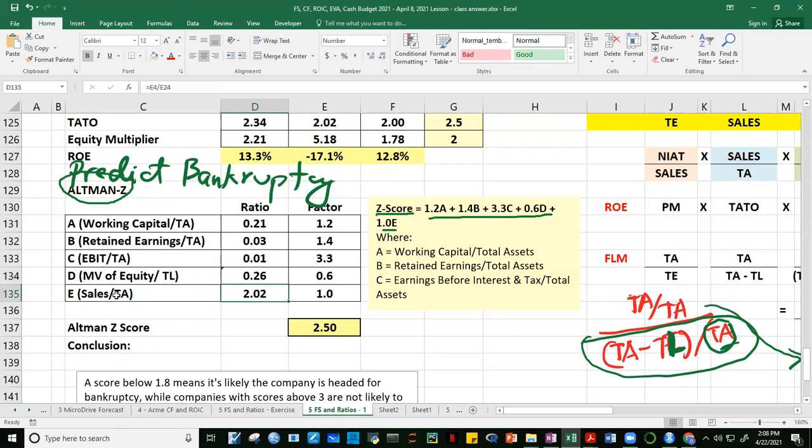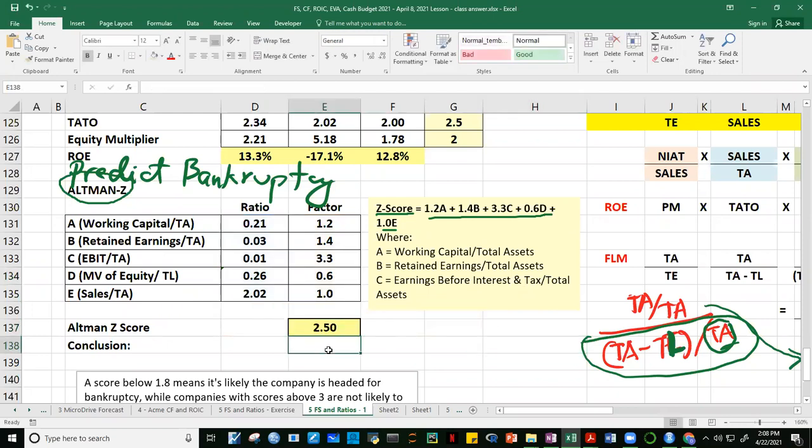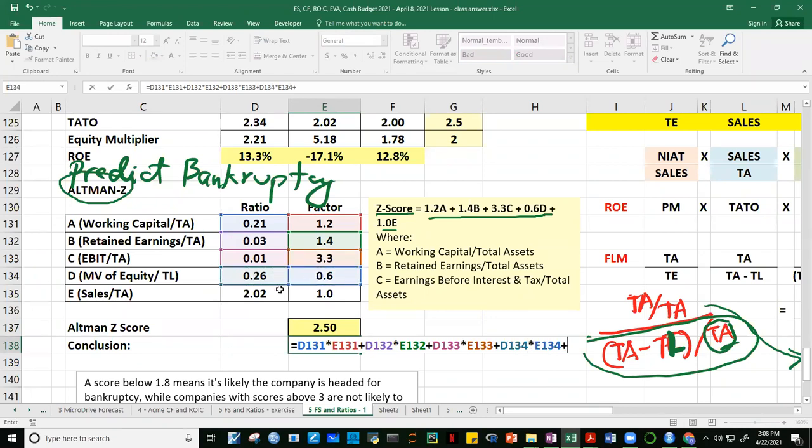Alright, so this is your total asset turnover, no? Okay, and then the factors, these are what we will follow: 1.2, 1.4, 3.3, 0.6, and 1. So we're going to multiply this by this by this. I don't know if you know the function SUMPRODUCT. The long cut is equal to this times this plus this times this plus this. We'll do it one by one, but if it's long, it takes time. Even with just 5 it already takes time. What if it were 20, guys.